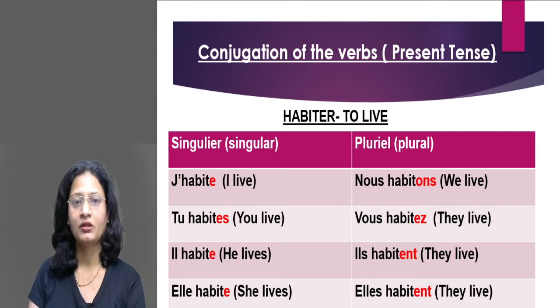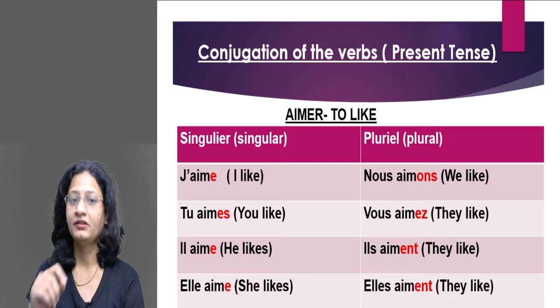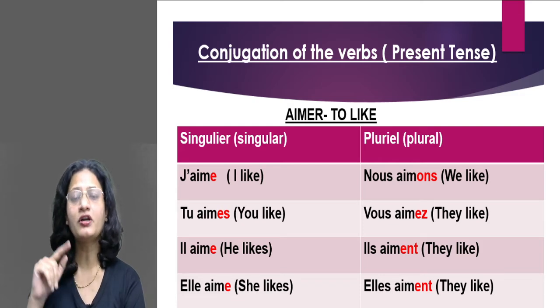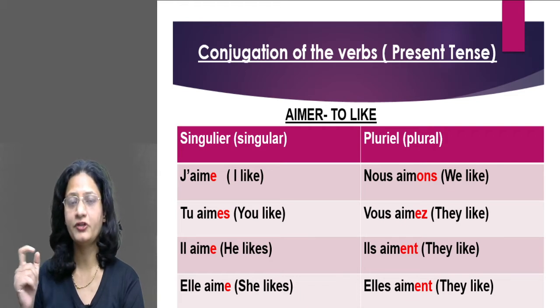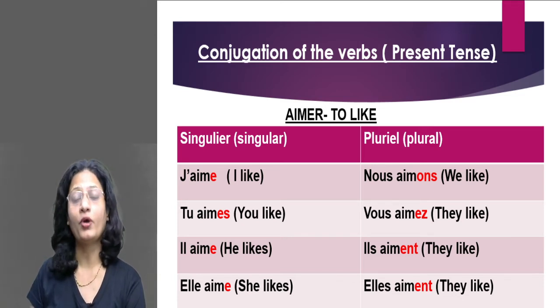Now next, aimer. Aimer, to like. Again the verb starts with a vowel. So again for the subject pronoun je, we write j apostrophe. The pronunciation is j'aime, not je aime. J'aime. Tu aimes. Il aime. Elle aime. There is a vowel, so there is a liaison. Nous aimons.